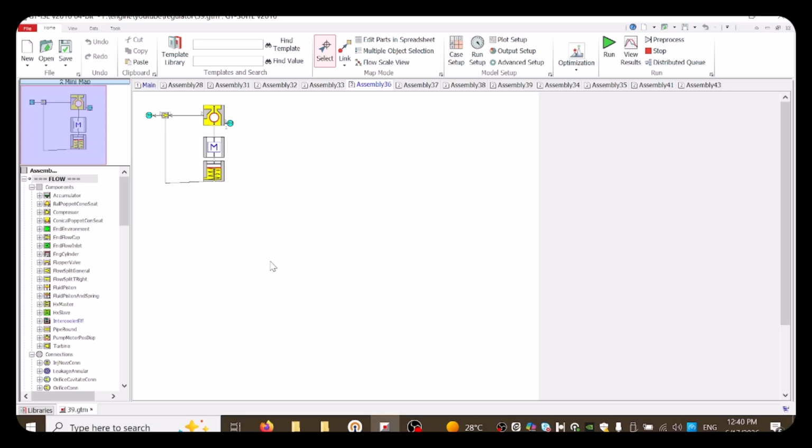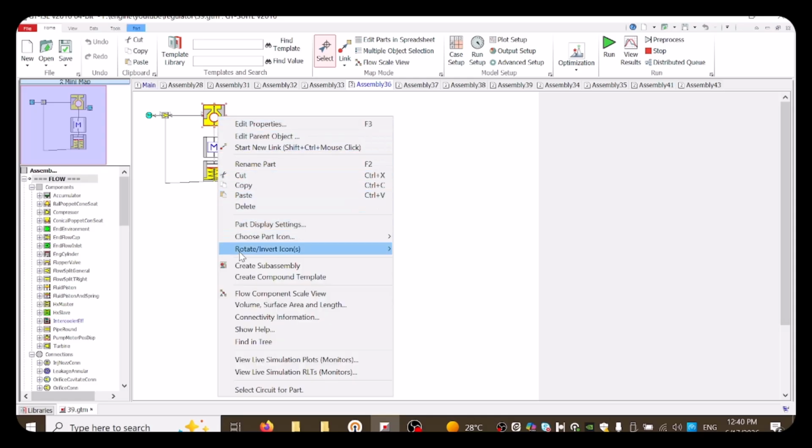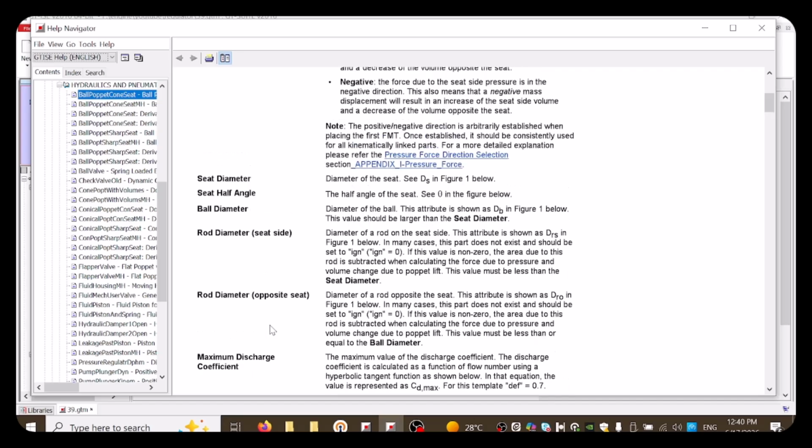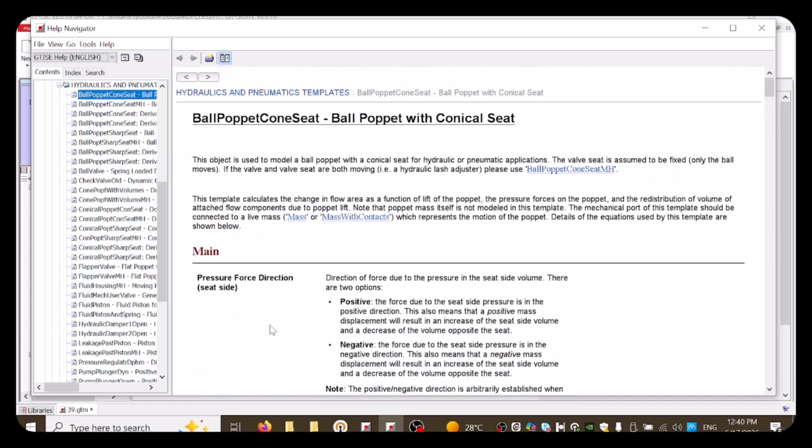As you can see here, this is port 2 and this is port 1. The function of this system is to maintain the fuel pressure at the outlet of the low pressure pump at approximately 10 bar. So let's go to show help. The subject is used to model a ball poppet with a conical seat for hydraulic or pneumatic applications.